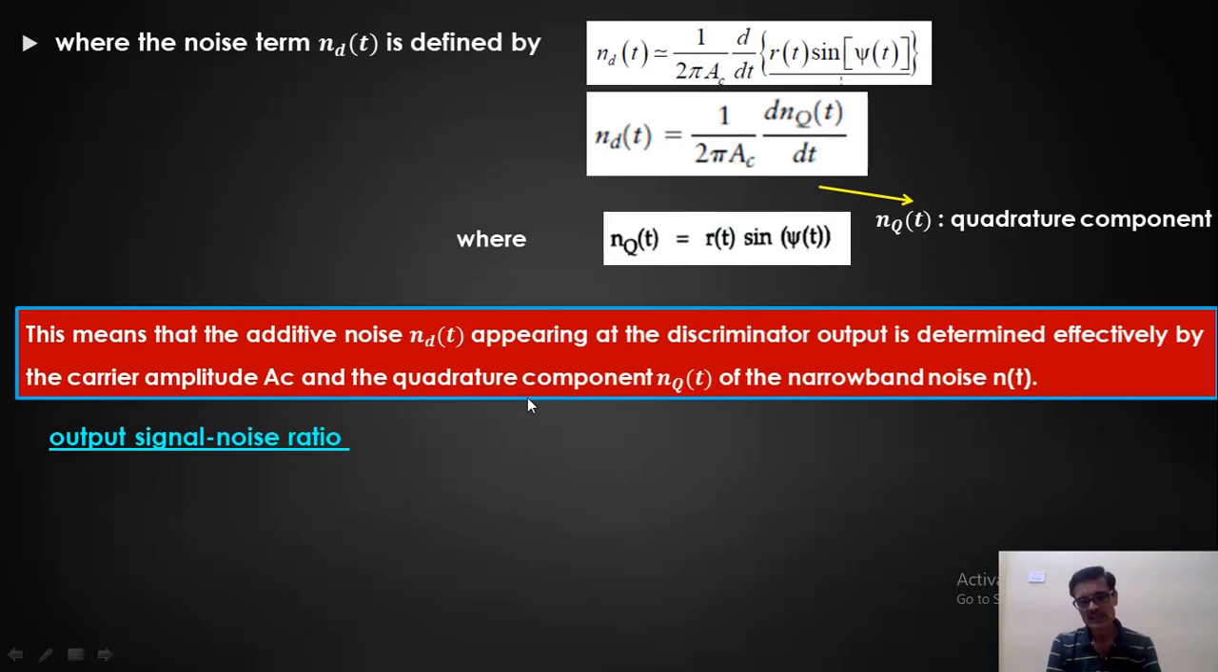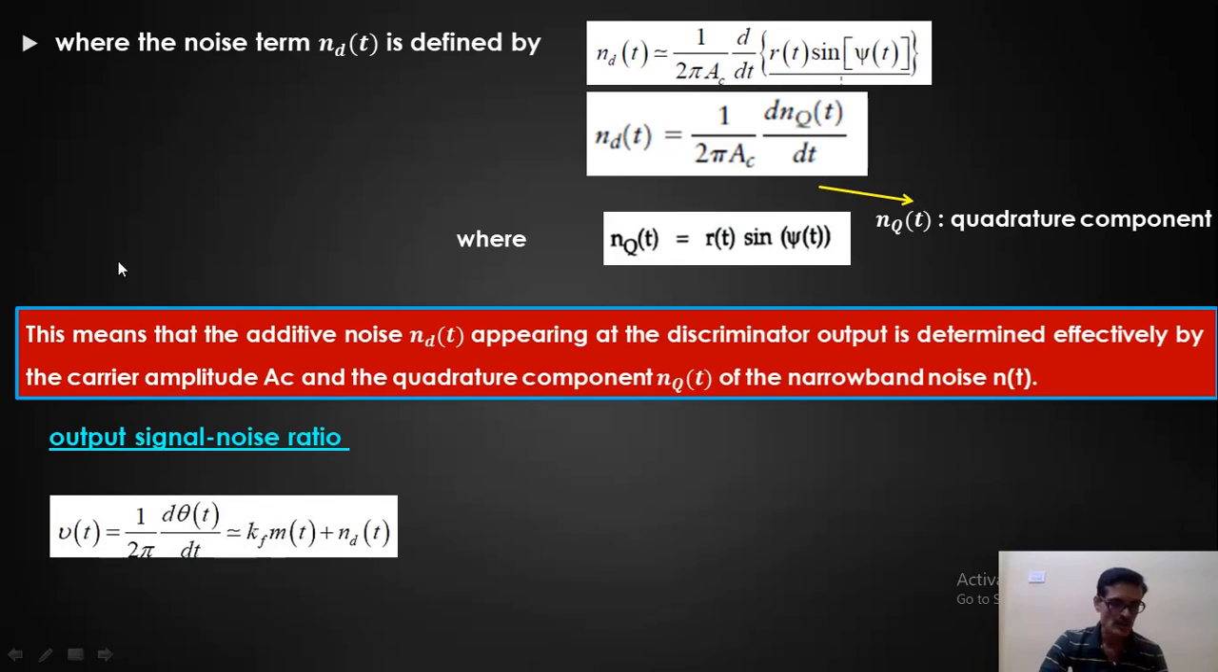Now I have an equation for V of t, that is the demodulated signal. Using that equation, let us calculate the signal to noise ratio at the output of the discriminator. For that we have to calculate the signal power and the noise power, and take the ratio of both. I'll get the output SNR. Now what is the signal power? My equation is this, as you have already seen. This is the message part. This is the noise part.